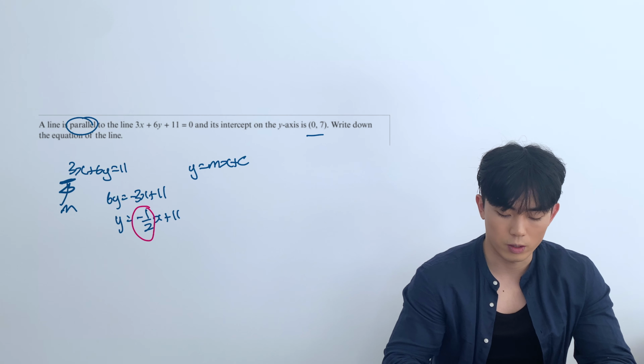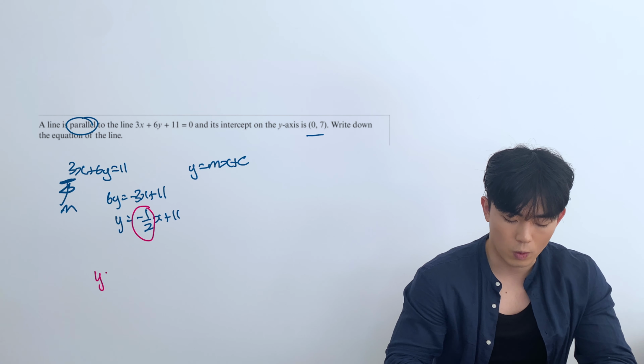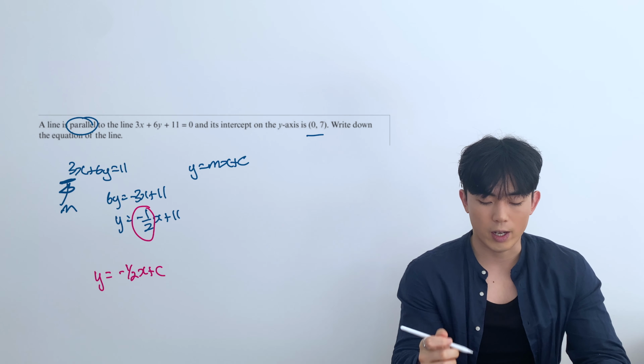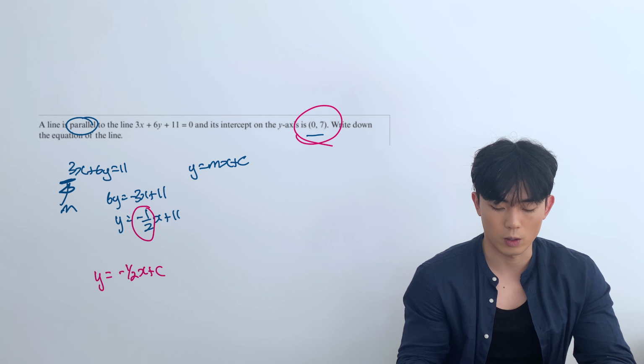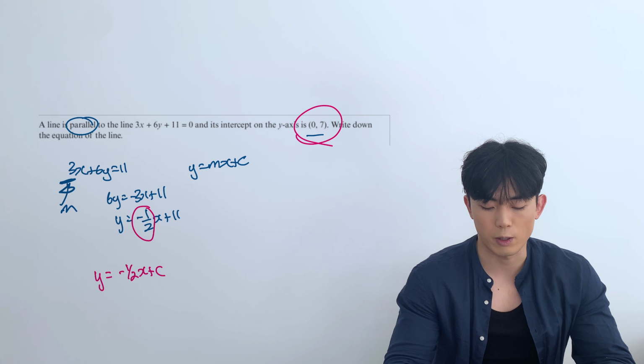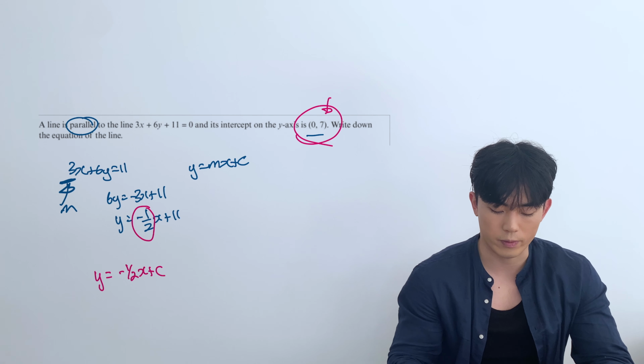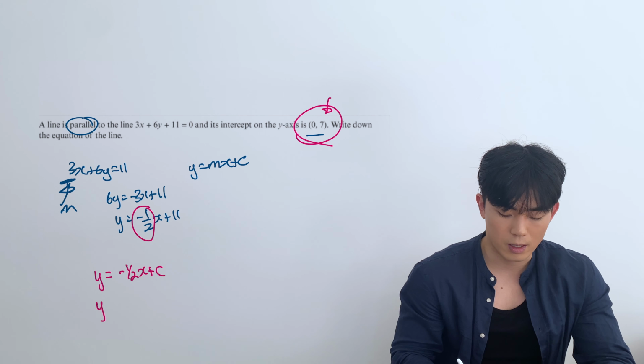So we know this line is going to be y is equal to -1 over 2 x plus c. We just need to find the c value, and they said that it crosses at (0, 7), so we just plug it in. Because it crosses here, this c, the y-intercept, is 7. So y is equal to -1 over 2 x plus 7, like this.